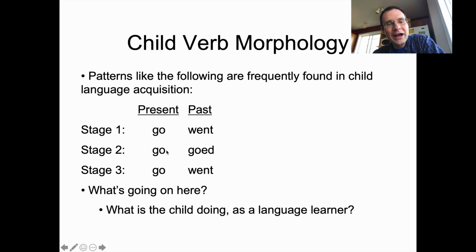And so they over-apply that rule to forms that the adults will not use the rule for. And then as they keep going, eventually they get enough examples of go to realize that this regular rule doesn't apply to it, so we have to stick with the arbitrariness that we learned at the beginning. So this is an example of overgeneralization by kids, which is a common phenomenon when a kid is just growing up, in acquiring language.